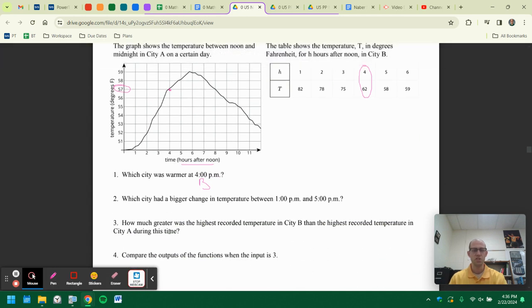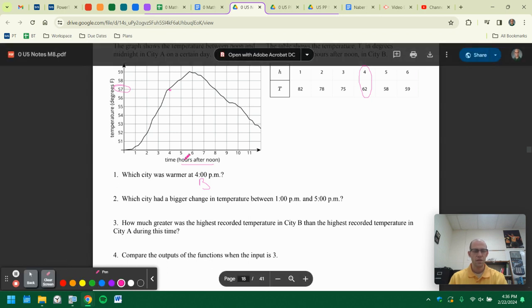Which city had the bigger change in temperature between 1 and 5 p.m.? So if I look at 1, it looks to be 50.5, and 5 p.m. looks to be about 58. So if I were to subtract those two numbers, the difference would be 58 minus 50.5. That'd be 7.5 degrees increase.